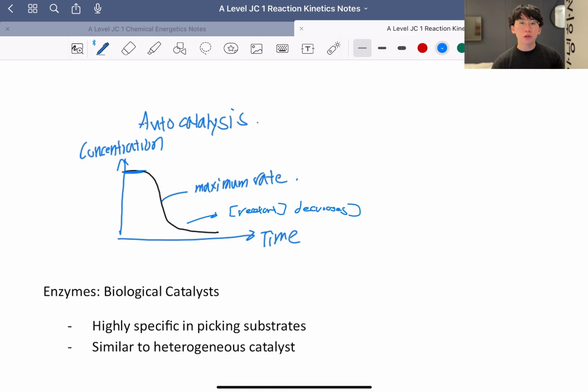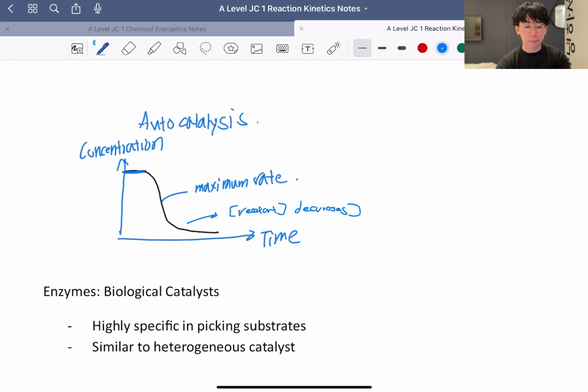And lastly, I want to talk about enzymes. So enzymes are biological catalysts. These are the catalysts that are produced in your body and help to maintain your biological systems. From the name, you can already tell that these catalysts also provide alternative reaction pathways to lower activation energy.